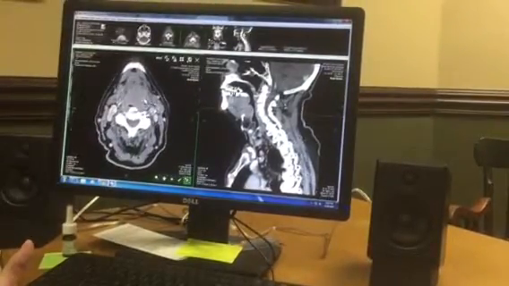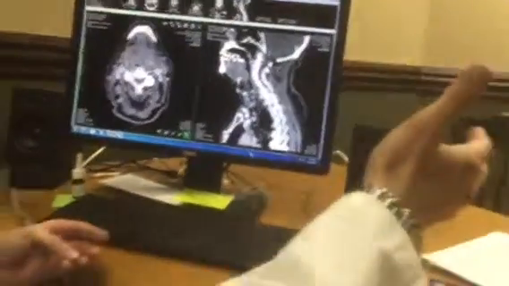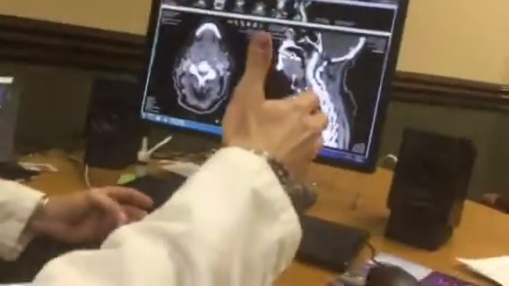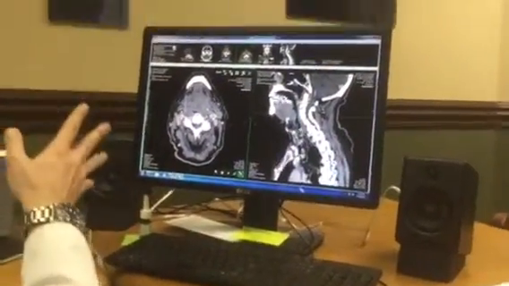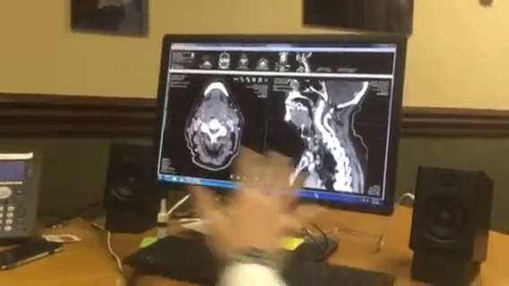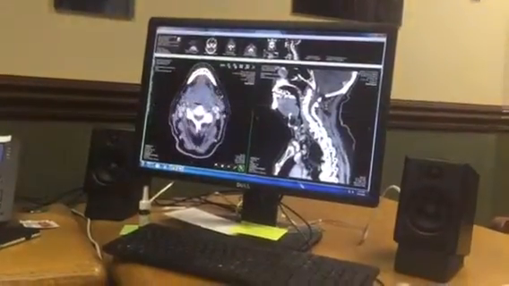So I would stage this as a T3N1 because I can't really tell. I always err on the side of upstaging cancers, because you don't want to understage a cancer, because then you undertreat the cancer. And you don't want to undertreat. You want to go down swinging big time. Okay, so I would call this a T3N1.